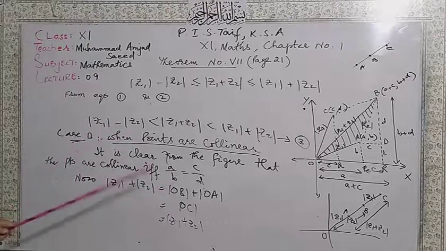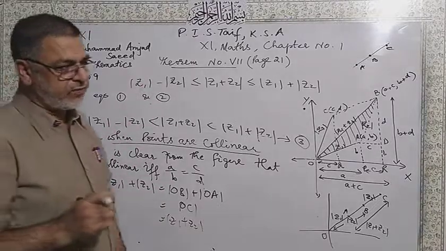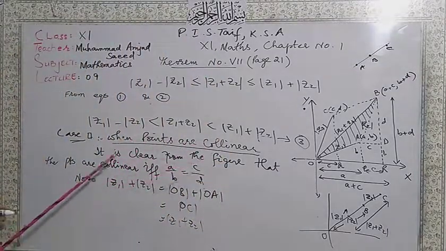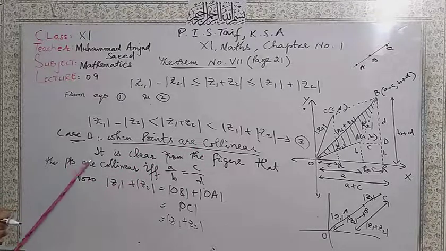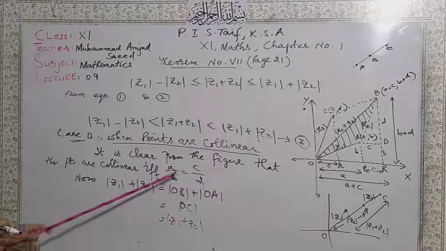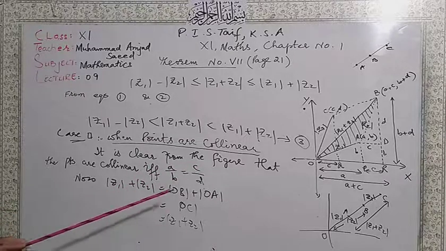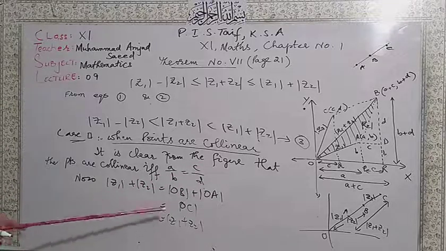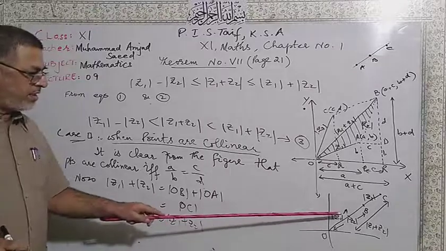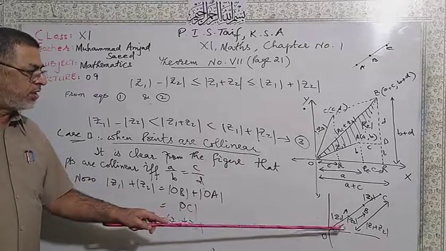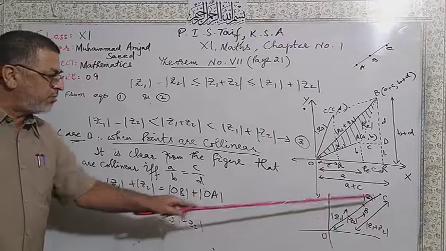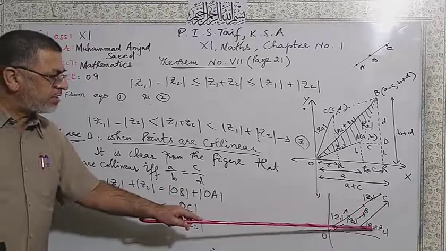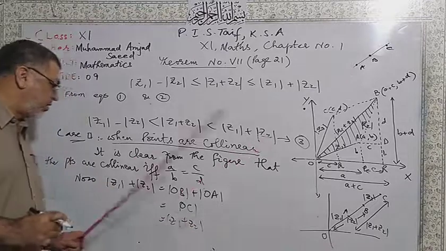Now in case number 2, for the equality sign, we have to consider case number 2. When the points are collinear, it is clear from the figure that the points are collinear. So in between A and D, B and C are the midpoints. Now you can see from the figure that |OA| is |Z1| and |OB| is |Z2|. As |OA| is equal to |BC|, therefore Z1 can be written here. So what is the total |OC|? That is equal to |Z1 + Z2|.